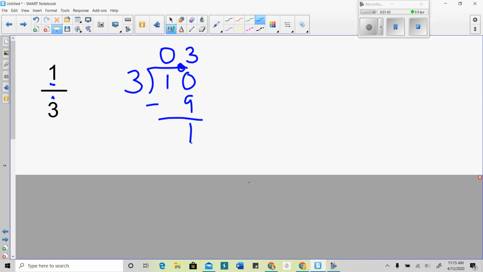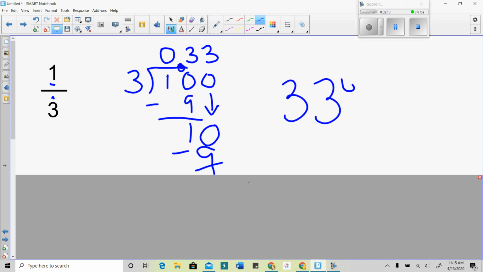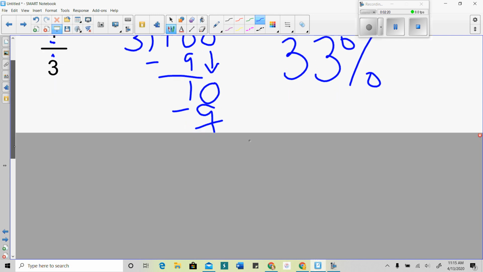Now I don't want to stop there because remember a percent is out of 100 and right now I have 3/10, so that's out of 10. So I want to put another 0 in my dividend and drop it, and 3 will go into 10 3 times again. It would be repeating. It would keep going and going and going. But I can stop there because now I have 2 decimal places, which means that is 33 hundredths. So that would be equal to 33%. So that's what we're going to practice doing today. We're going to practice doing long division, dividing to 2 decimal places, and that will make your percentage for you.